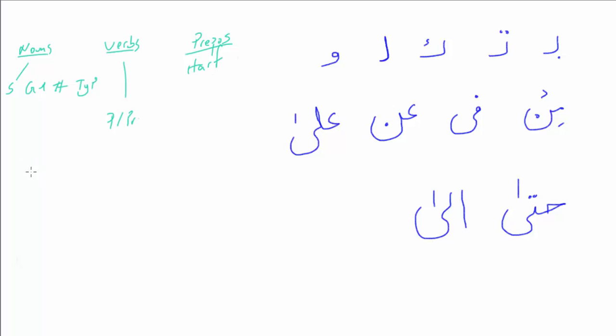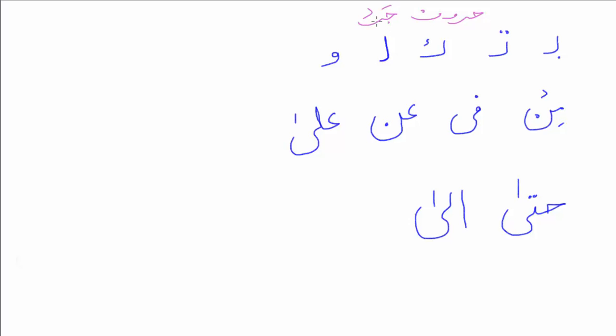Now prepositions are things like to, from, upon. They don't really mean much until they come with another word. So in our case we're going to be learning some of the harf. The words I'm giving you in this list I'm calling huruf jarr. In English, let's just call it harf jarr.